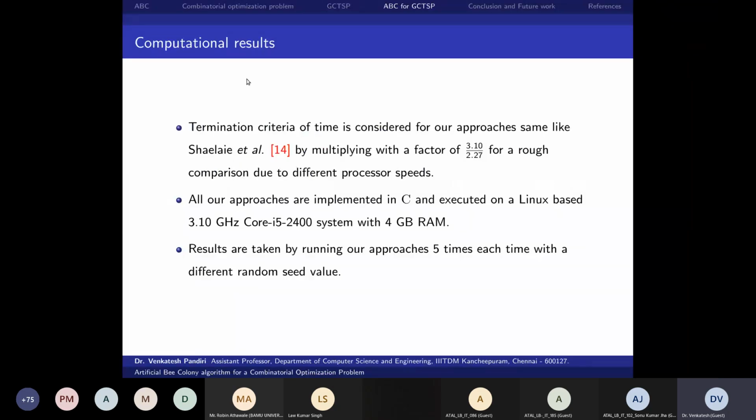So for comparing our approach and algorithm results with the previous ones, they ran their algorithms on some machine having 3.10 gigahertz, and we are having a system of 2.27 gigahertz. So what we did, we ran the execution times according to the same amount of time, so that there will be no mismatch in the comparison, right?